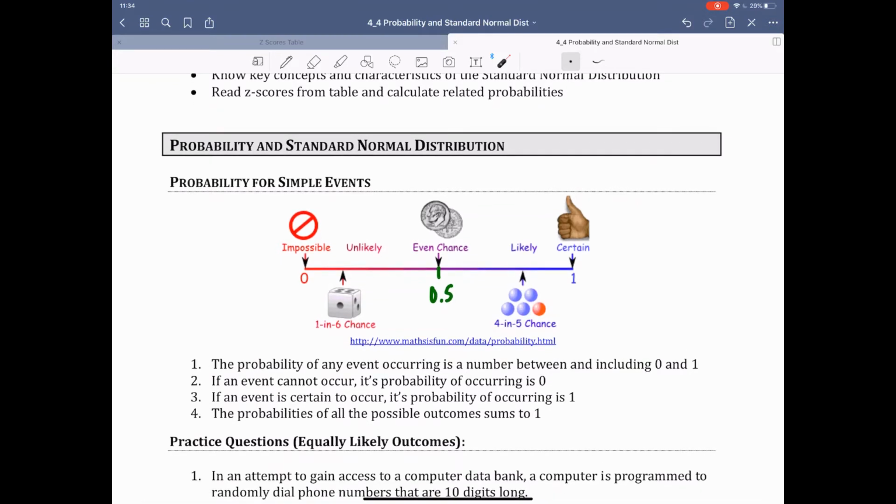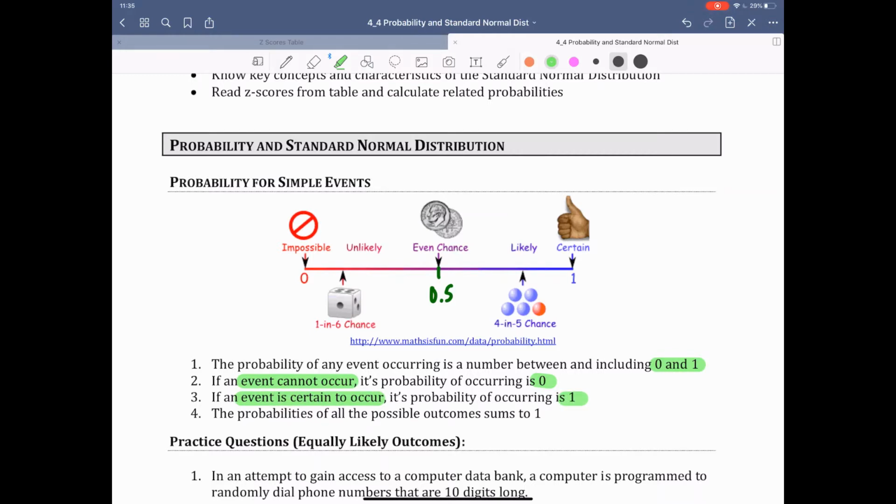Okay, so just to summarize some properties of probabilities. The probability of an event occurring is always a number that's between 0 and 1. So it can't be less than 0% chance of happening and can't be more than 100%. And we represent those probabilities with decimals, the decimal equivalent of the percentage. So that's why it ranges between 0 and 1. Number 2, if an event cannot occur, then its probability of occurring is 0. If an event is certain to occur, then its probability of occurring is 1.